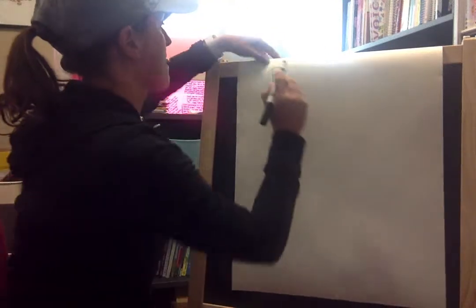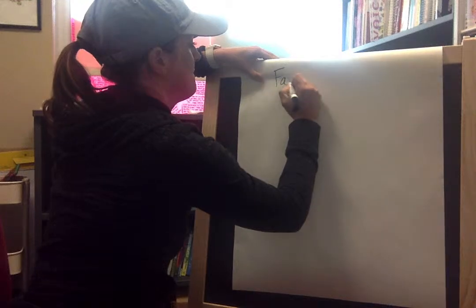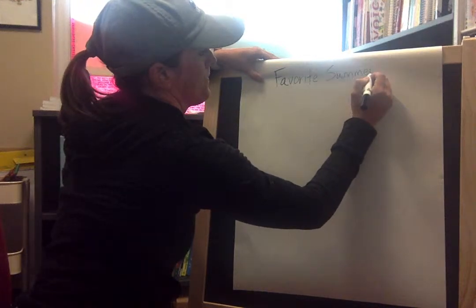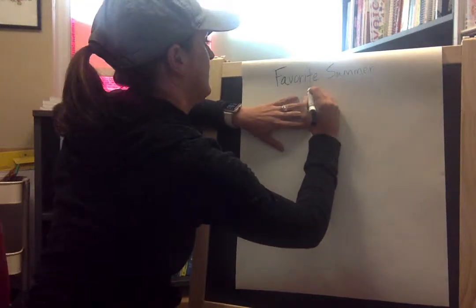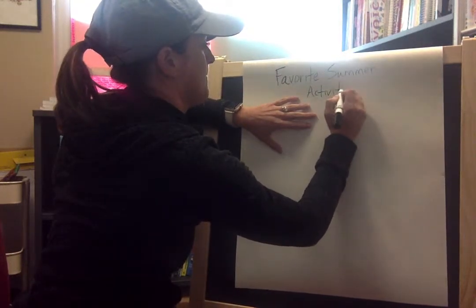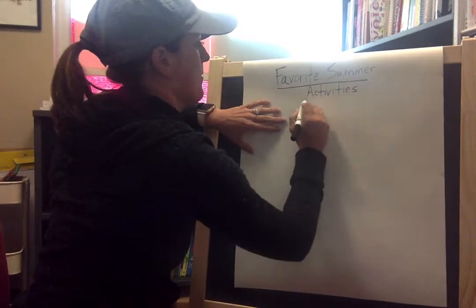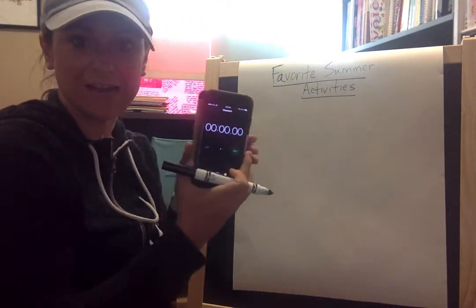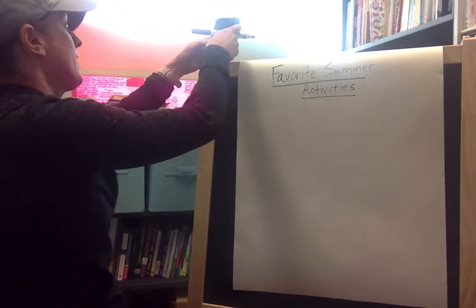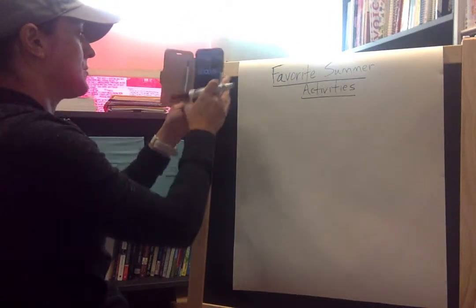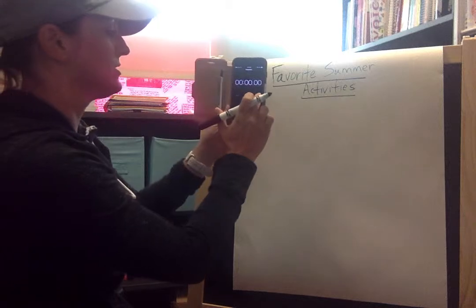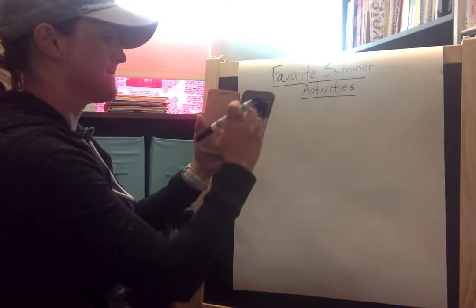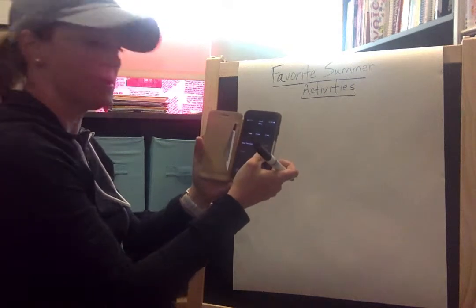At the top of my page, I am going to title this Favorite Summer Activities. So my list is going to be all about my favorite summer activities. You'll see I've got my timer here, and I might try to prop it right there. You'll hear it go off, so that way you'll know. I'm going to set my timer for a minute and a half. Okay, I'm going to begin.